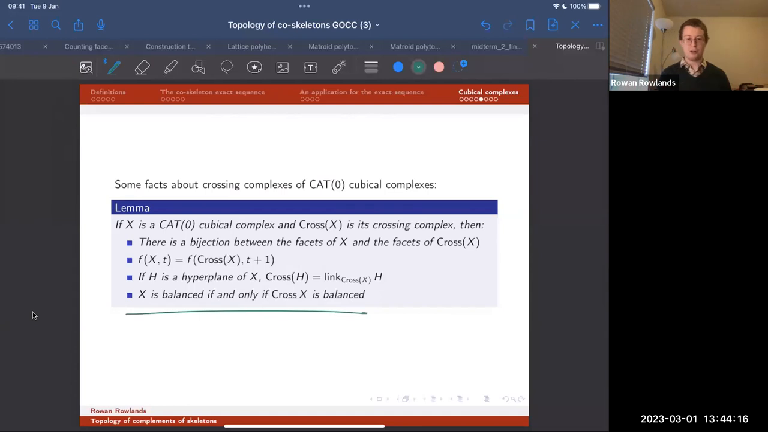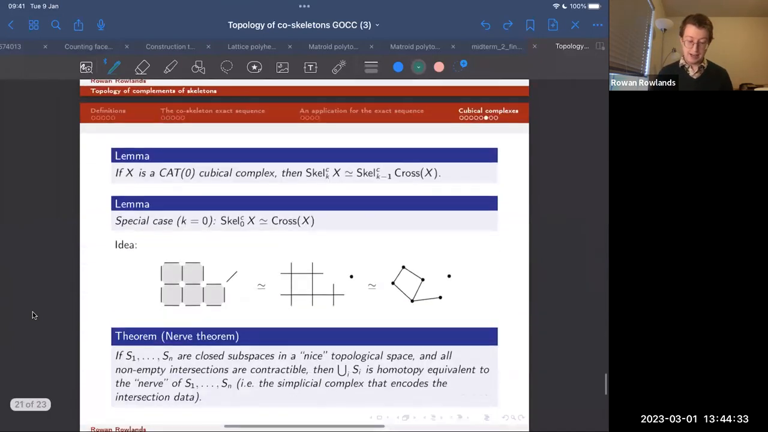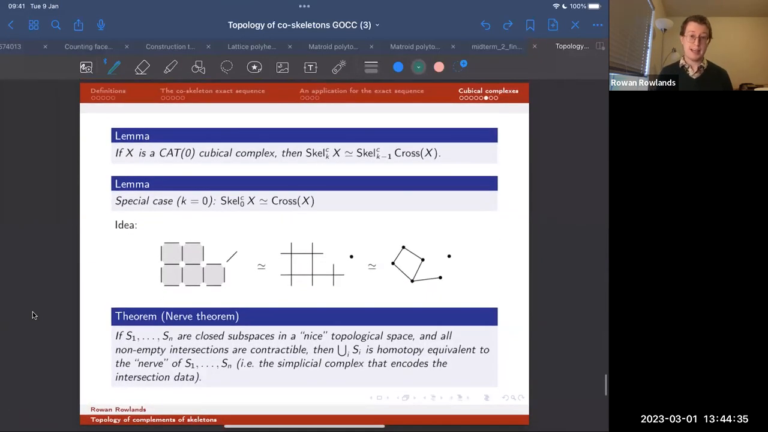The cubical complex and its crossing complex share a bunch of combinatorial properties. Hyperplanes of a cat zero cubical complex correspond to links in the crossing complex. There's just a lot of interesting connections between cat zero cubical complexes and their crossing complexes. Let's see a more relevant one today though. So let's finally bring co-skeletons back into this picture.